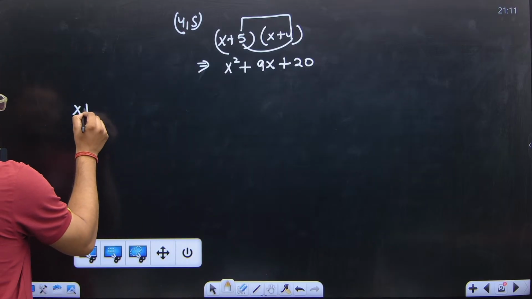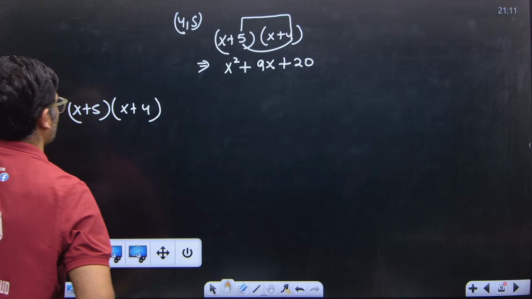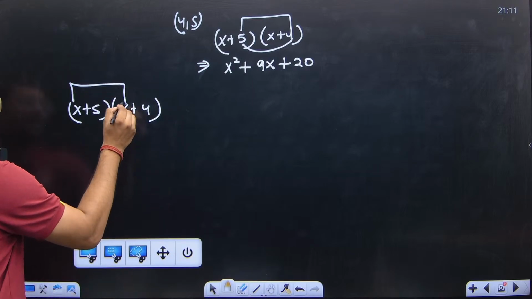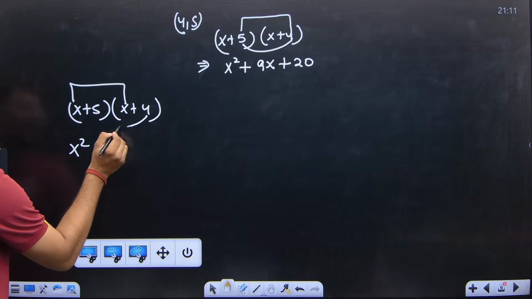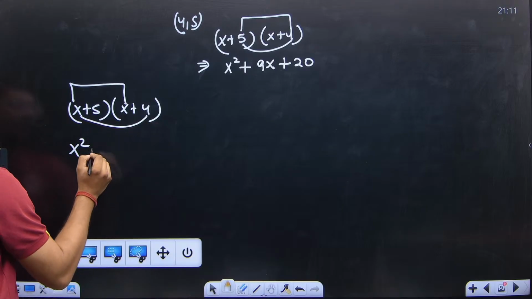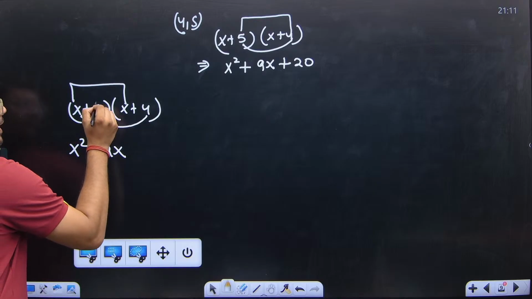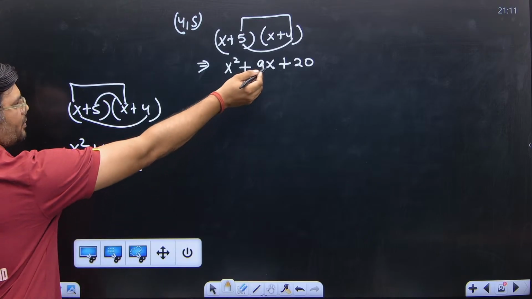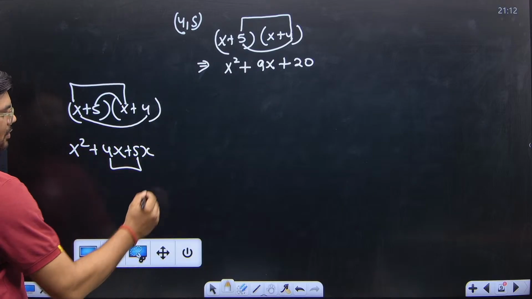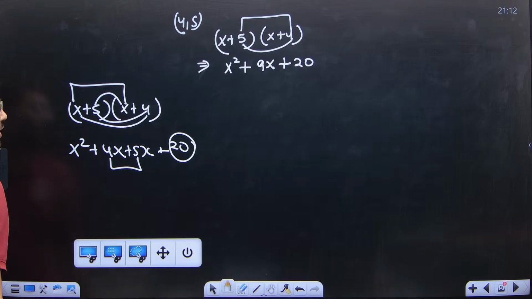Okay, you look at it. See what is happening actually. You know what is a coefficient, what is a constant? See this. When x is multiplied by x, you will get x square. When x is multiplied by its constant, you will get one coefficient, that is 4x. And when this 5 is multiplied by this x, you will get 5x. So we add 5 and 4 together to make 9. And then we multiply 5 and 4 to make the constant, the third part. Are you getting it now?